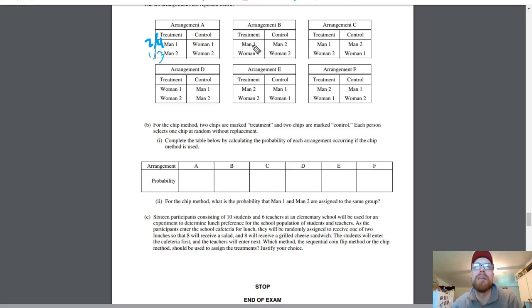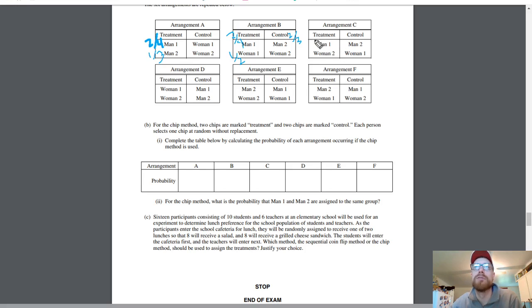This is going to have a 2 out of 4. We're always going to start with that. The first person always has a 50-50 shot. And then man 2, there are 2 control chips left and only 3 chips, so that's 2 out of 3. And then for woman 1, who's our next one chosen, there are 2 chips left, a treatment and a control, so the probability she gets treatment is 1 out of 2.